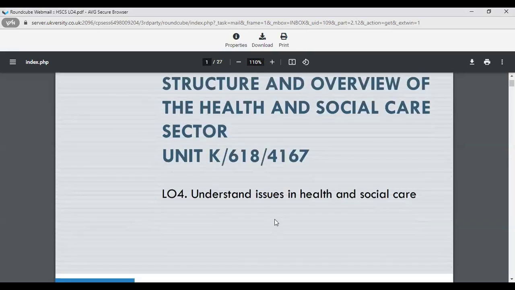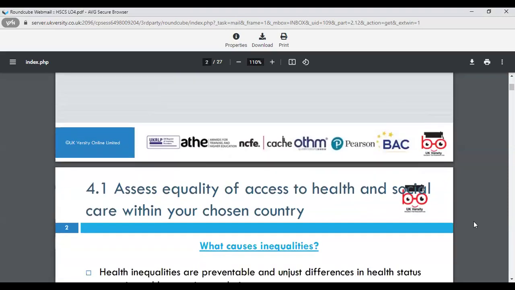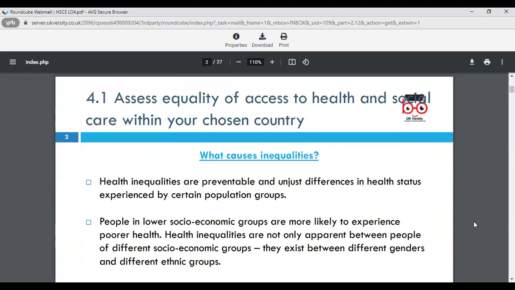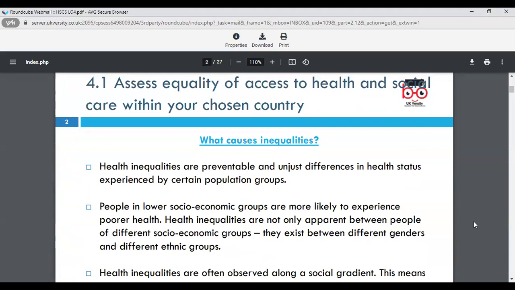So today, this will be the last learning objective that we'll be covering for this unit. And then on Saturday, that will be the 18th of May, we will be discussing your assignment, how to do it and how to submit it. So today we'll be talking about understanding the issues in health and social care. The first task given to you is to assess the equality of access to health and social care within your chosen country. Your chosen country could be the UK, or anywhere in the world.